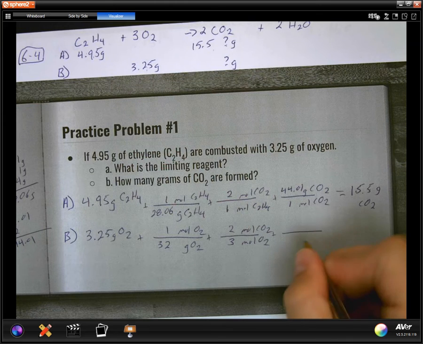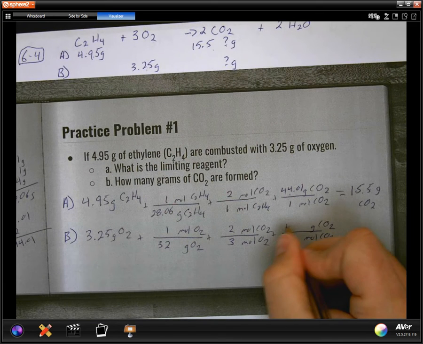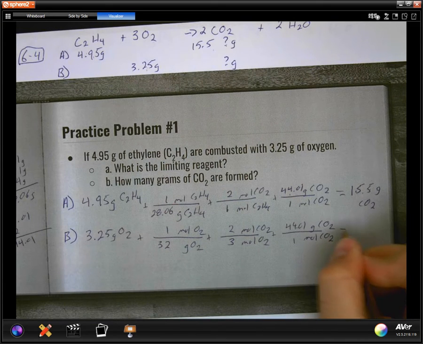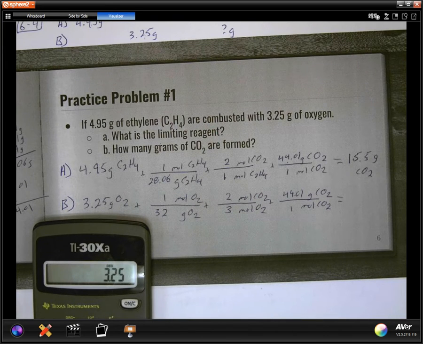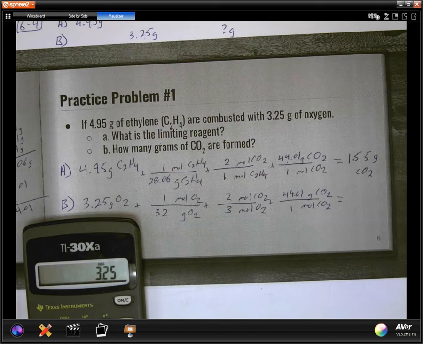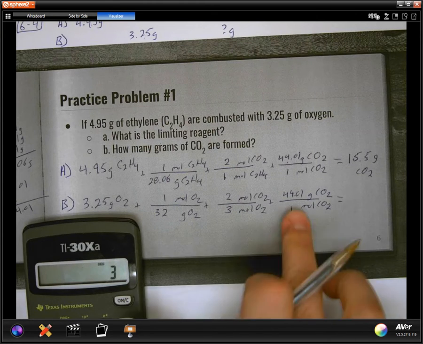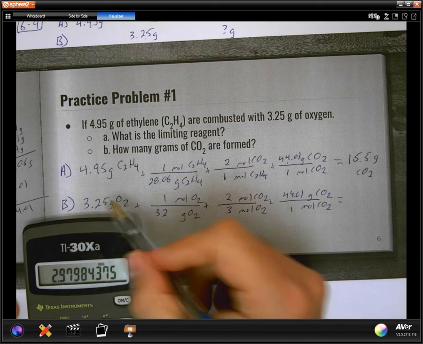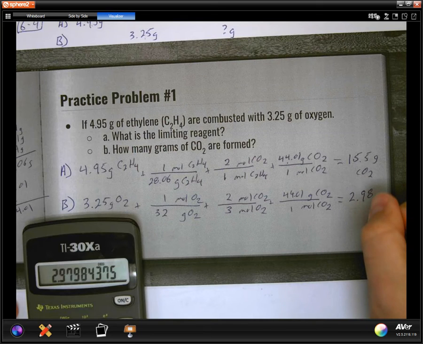Now we got to finish it out. Go to grams of carbon dioxide. And again, just like before, it's 44.01. Now we're going to throw that in the calculator. We got 3.25 times 1 times 2 times 44.01. Divide by 32. Divide by 3. Divide by 1. And again, I start with 3 sig figs, so my answer needs to have 3 sig figs.